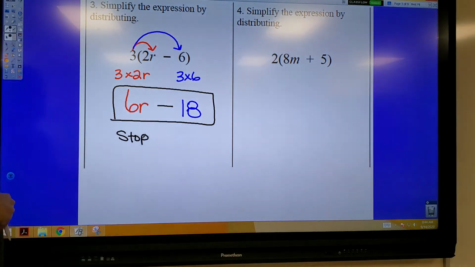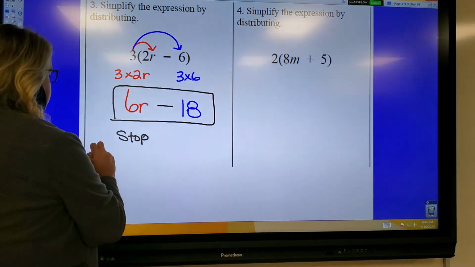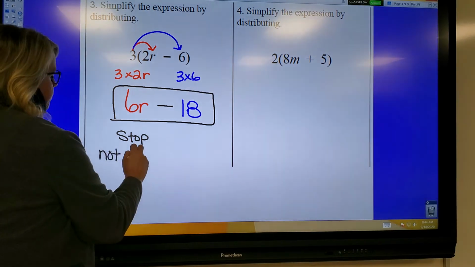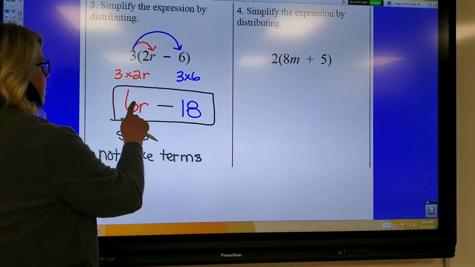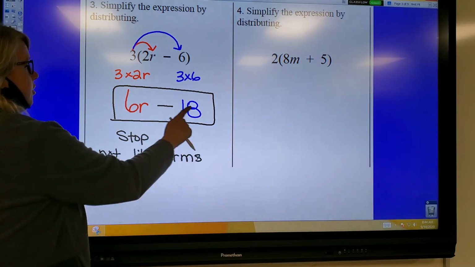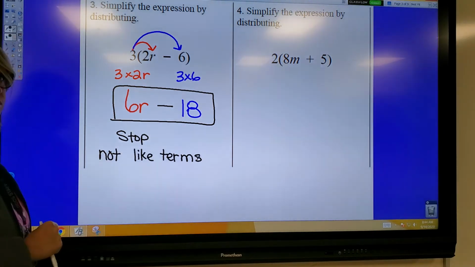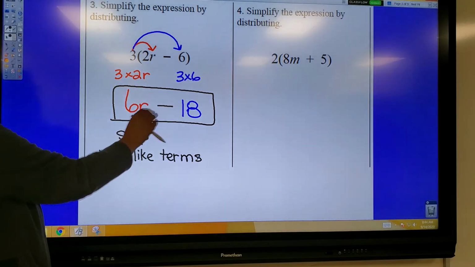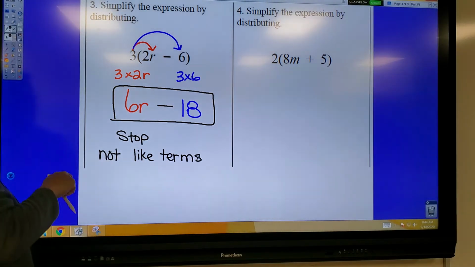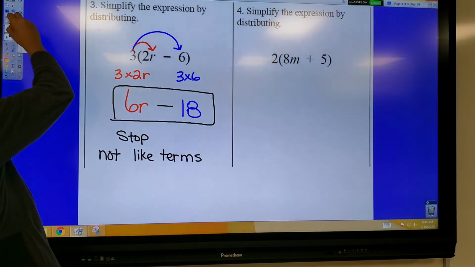Remember, you do not actually subtract here because these are not like terms. In order for them to be like terms, since this has an R, that 18 would also have to have an R. And if they both had an R, then you could subtract them. Or if neither one of them had an R, you could subtract them. But because this one has an R and that one does not, you can't do anything with it. All right, same process over there for number 4.